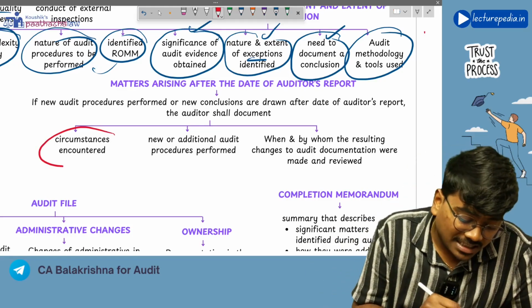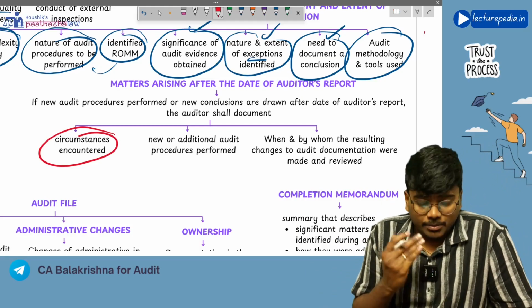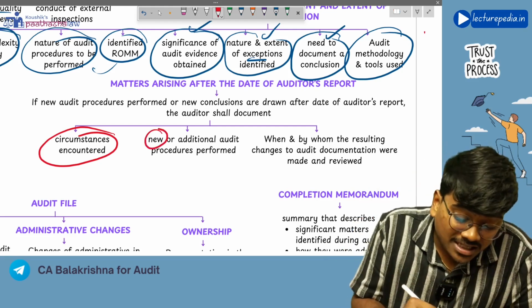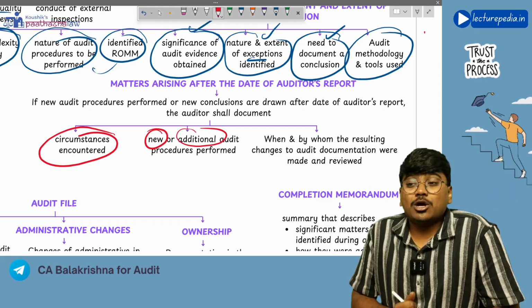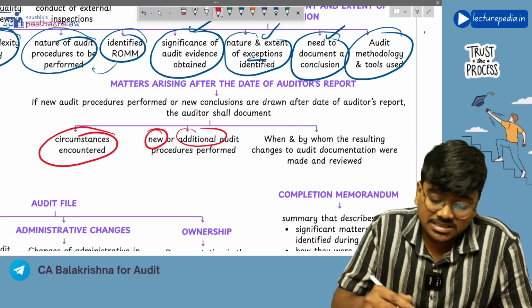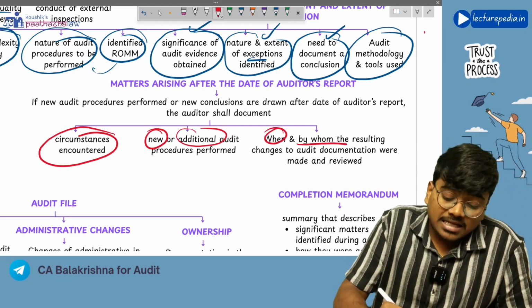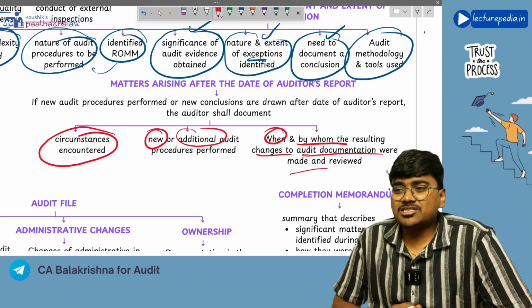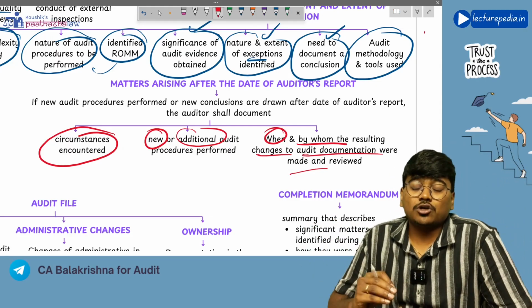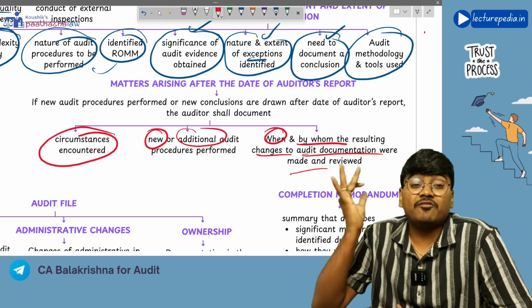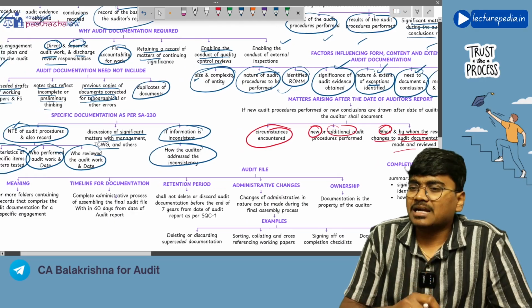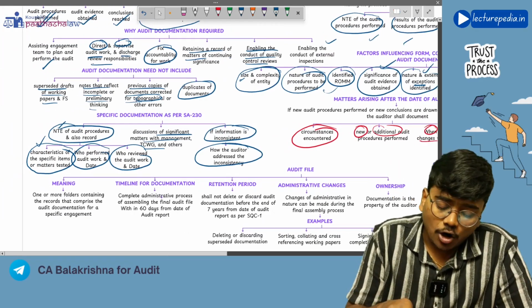See, what circumstances you have encountered because of which you have performed the audit procedures after the date of audit report. Next, what are the new or additional audit procedures that you have performed, that also you need to document. Next, when and by whom the resulting changes to audit documentation were made and reviewed, right? These things you need to document if at all you have performed any audit procedures after the date of issuing auditor's report.